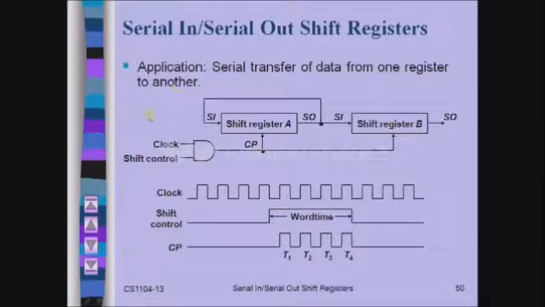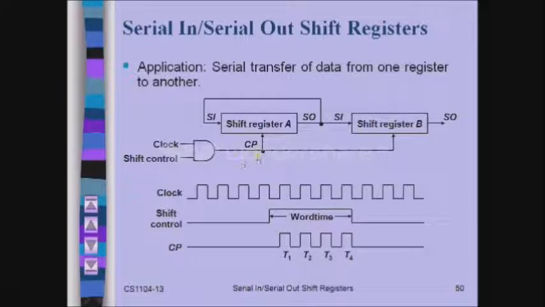Here our intention is to shift the data serially from one register to the other register. As you can see, there is an AND gate whose inputs are clock and shift. Okay, now if this shift control input is 1, then only these registers are going to receive the clock input. So if they receive the clock input, then only they can shift the data towards the right side. Okay, so assuming that this shift control is 1, and initially shift register A as well as shift register B is holding some data value.